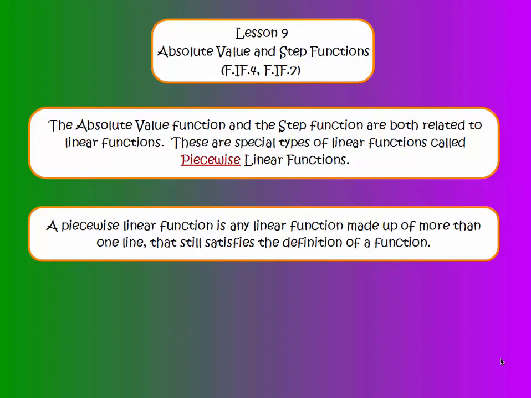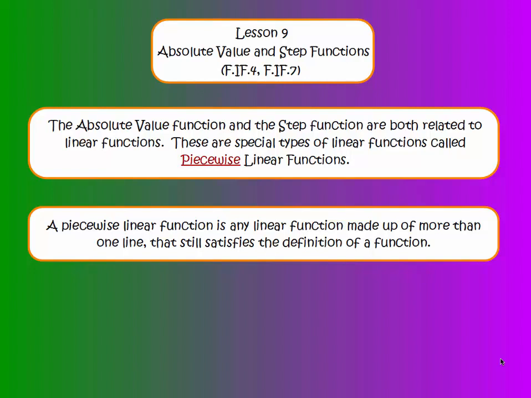The absolute value function and step function are both related to linear functions. They're special types of linear functions called piecewise linear functions. The reason they're called piecewise is because they are made up of pieces. A piecewise linear function is any linear function made up of more than one line, but it still satisfies the definition of a function.